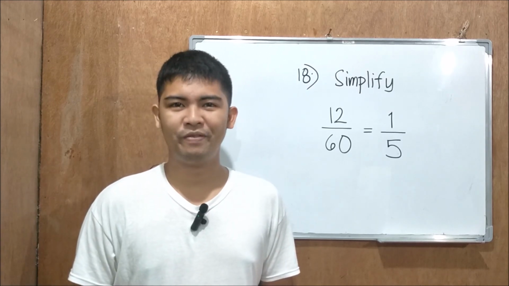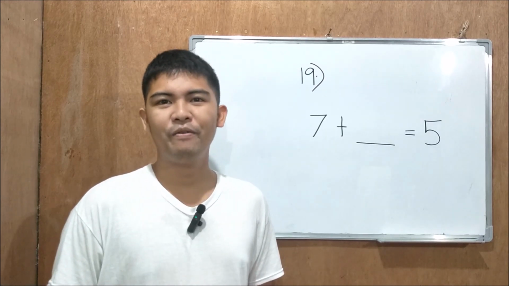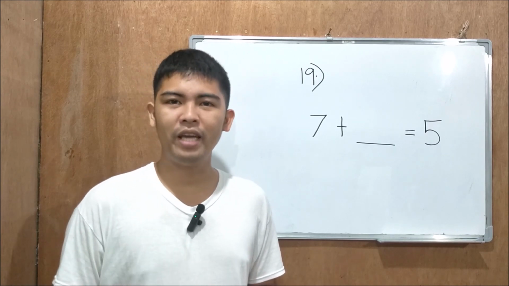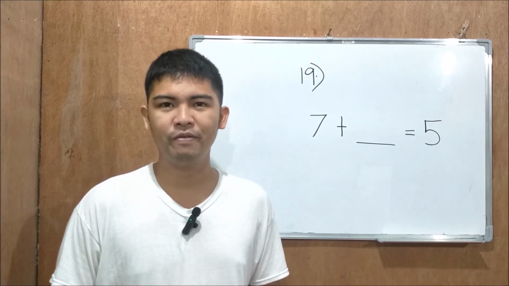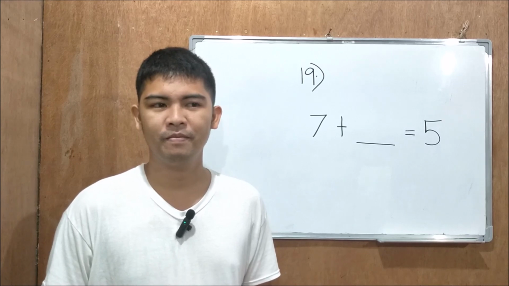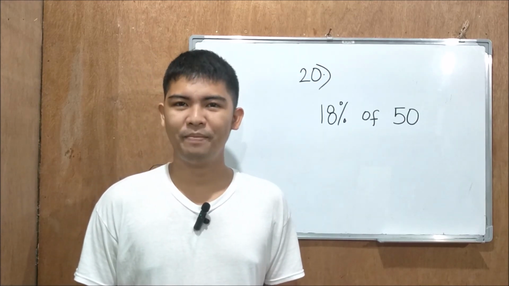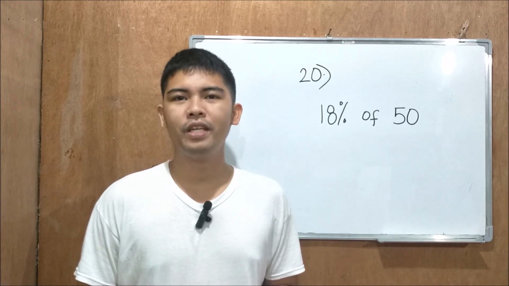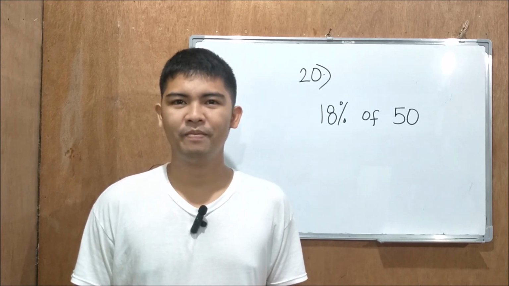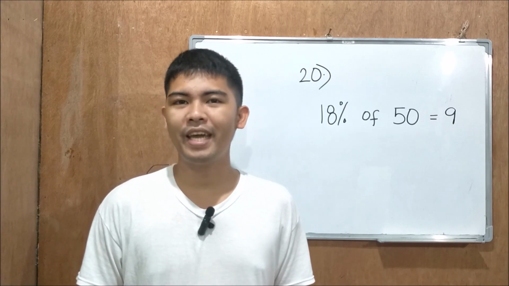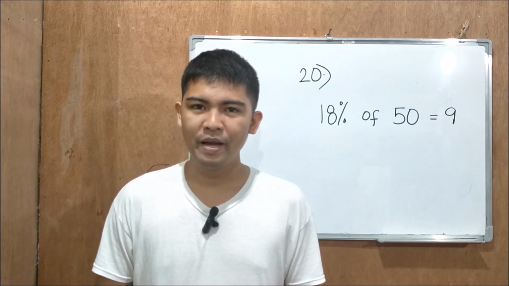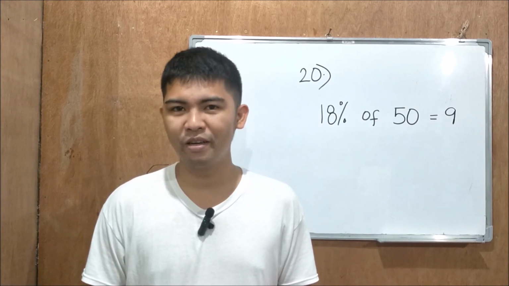The answer is 1/5. Number 19. Fill in the blanks. Unsa may ato i-add sa 7 para mo answer og 5? The answer is -2. Number 20. What is 18% of 50? The answer is 9. Kaya ang 18% of 50, parehas na siya sa 50% of 18.